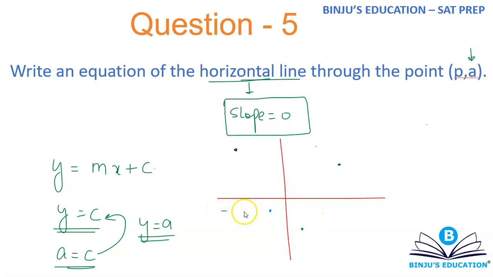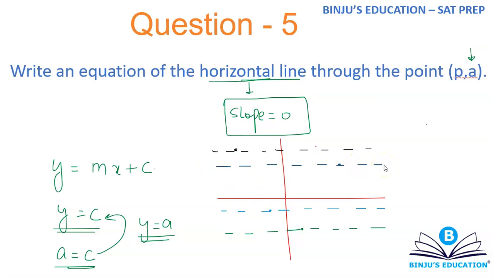So this is the first horizontal line that I'm drawing. If I talk about the green part, this is the second horizontal line that I'm drawing. If I draw the black one, this is the fourth horizontal line that I'm drawing.